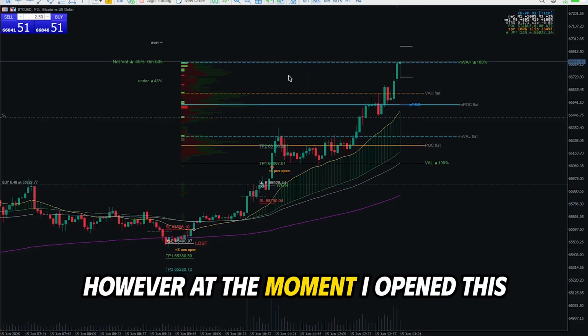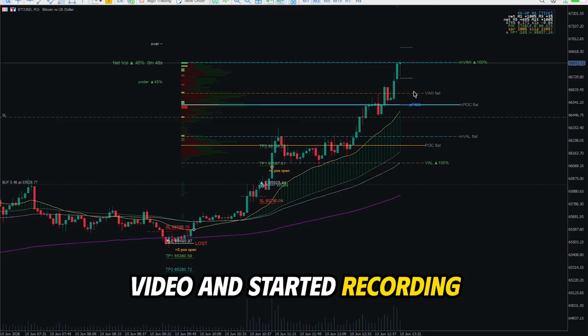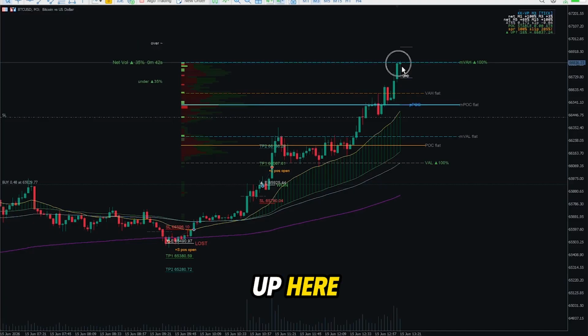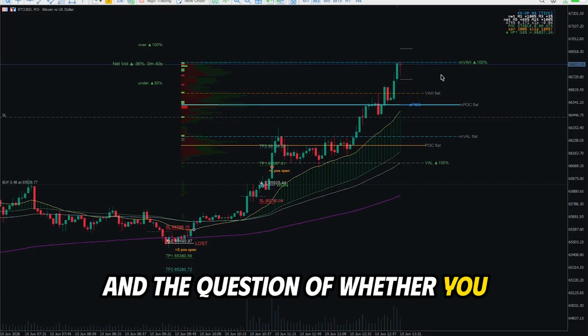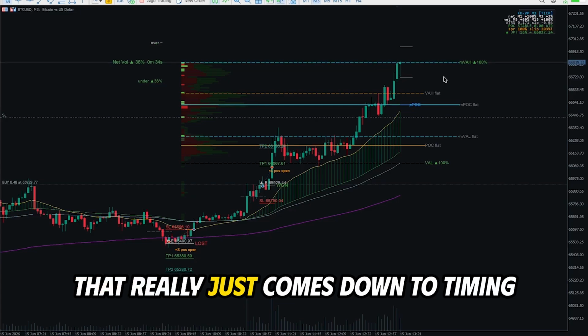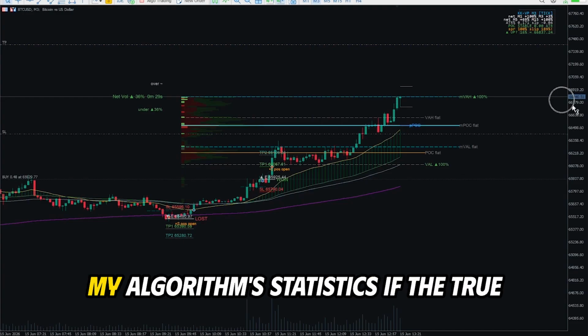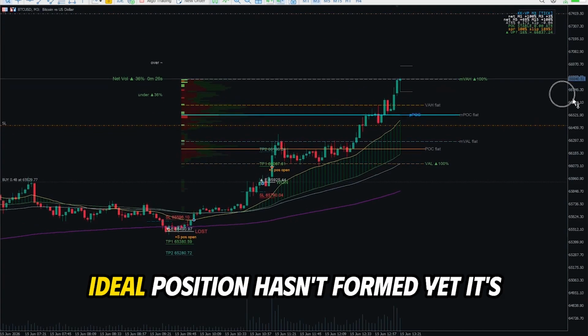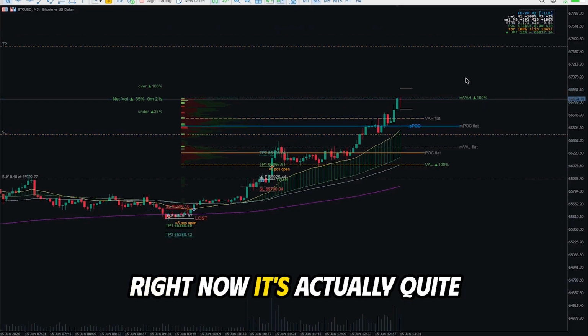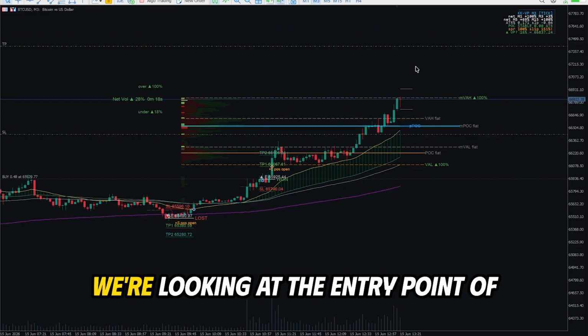However, at the moment I opened this video and started recording, things had already moved from this bottom all the way up. The question of whether you catch the opportunity right or jump in midway really just comes down to timing. What matters is that according to my algorithm's statistics, the true ideal position hasn't formed yet, and right now we are looking at the entry point for my bot.